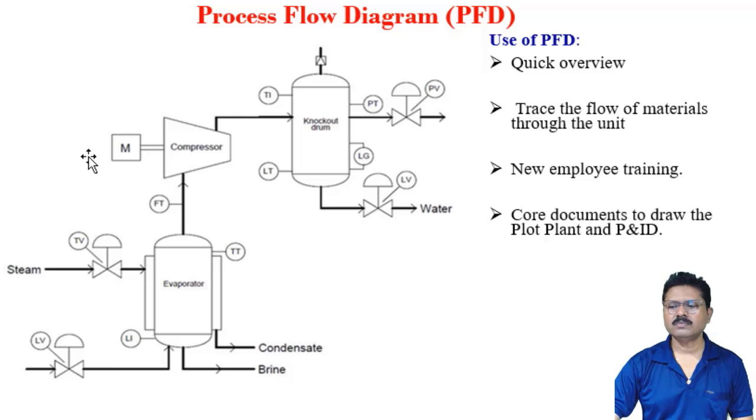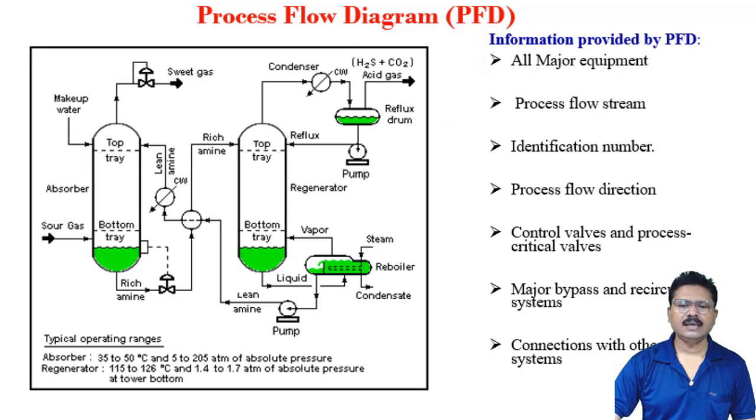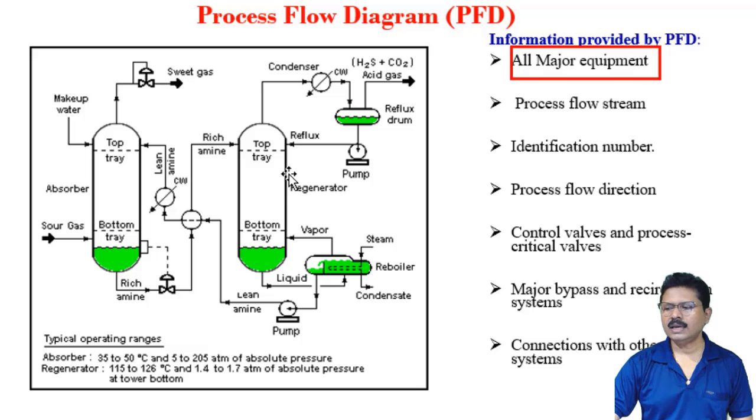Or in the case of the compressor, what different control systems are used is not indicated here. I am taking another example here, describing what information is provided by a process flow diagram. Process flow diagram provides all major equipments. Here it indicates the major equipments. Which are the major equipments?